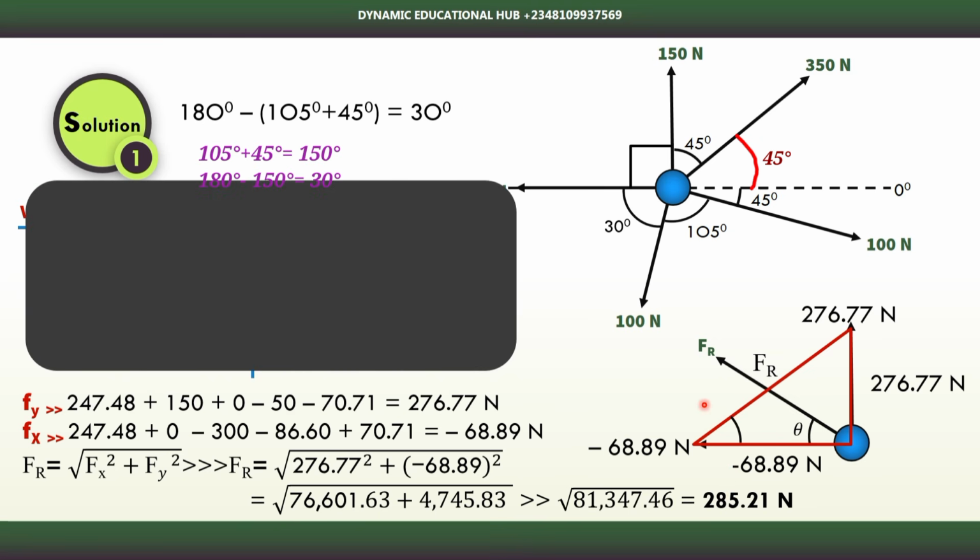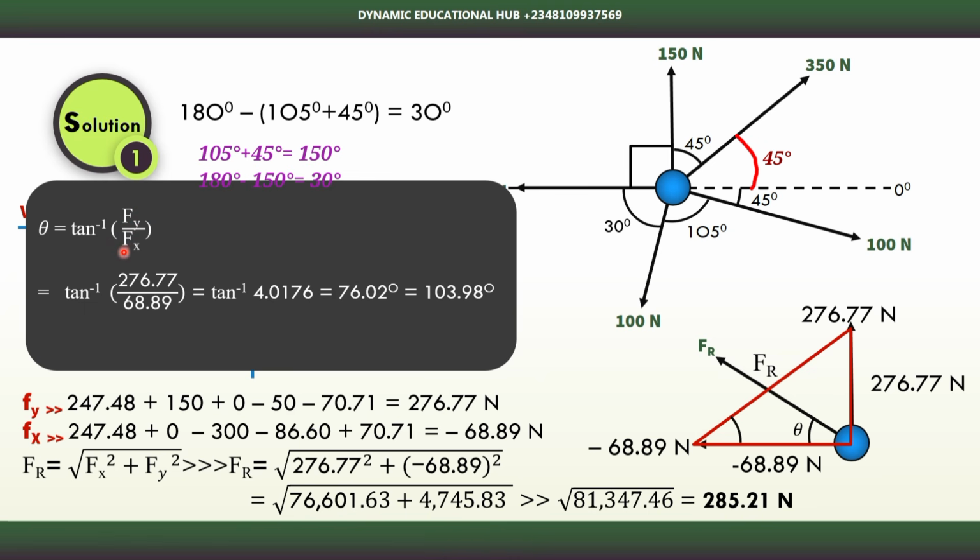Now to find the direction of the resultant force, which means we want to find this angle, we are going to use trigonometry as well. So we use tangent. We know that theta is equal to tan inverse of Fy divided by Fx: the total sum of the vertical component divided by the total sum of the horizontal component. Be careful here. You can do away with your sign if you want to get an angle that is acute. That is what happened here.